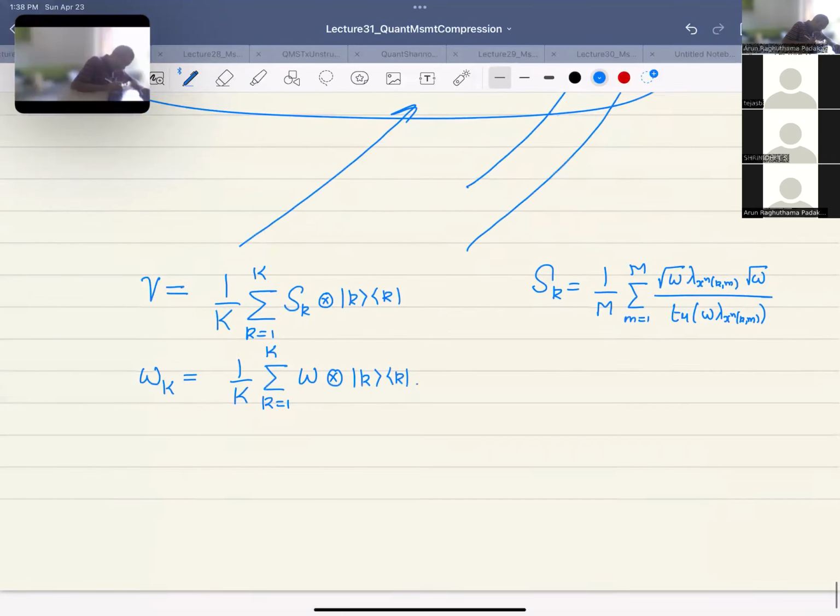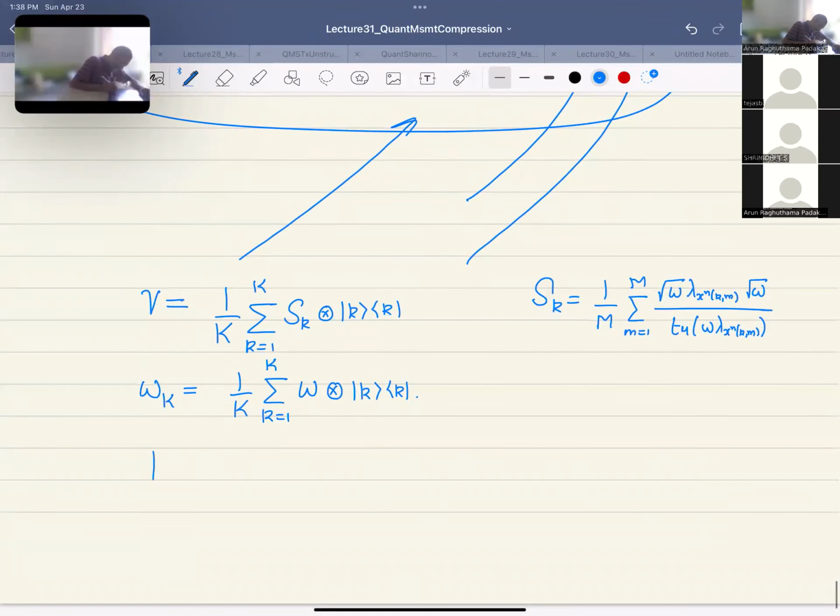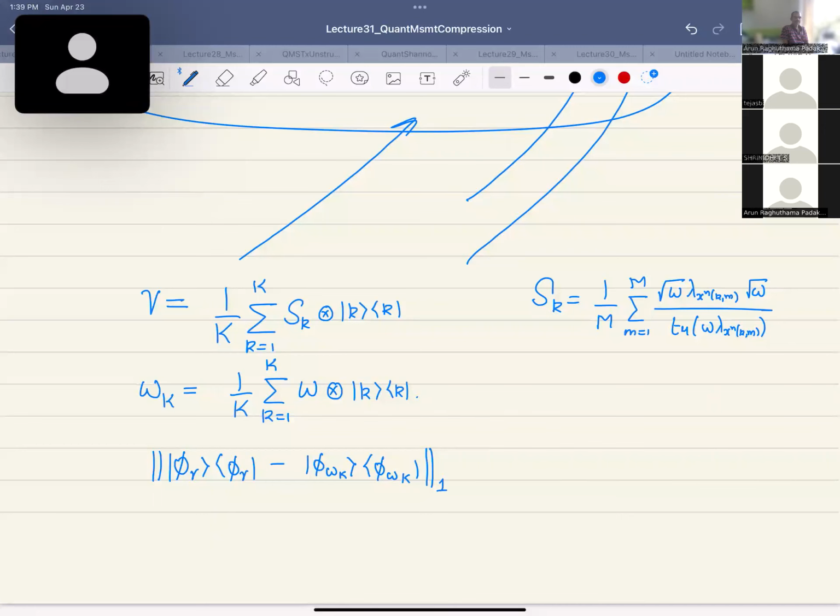Okay, and unfortunately we're not looking at gamma minus omega k, we are looking at phi gamma minus phi omega k. This is what I'm looking at. Is it clear? Is at least what we are doing clear? I mean, not how do we do the next step, but so far is it clear? Yes, sir. Okay.